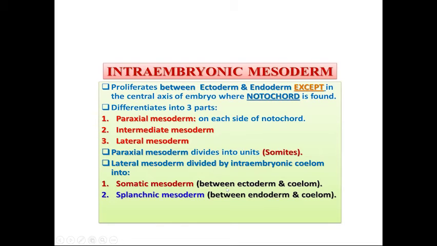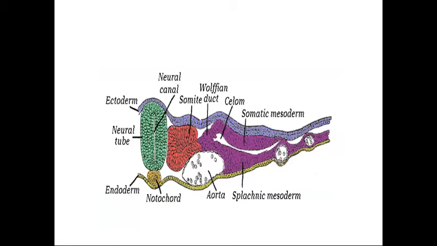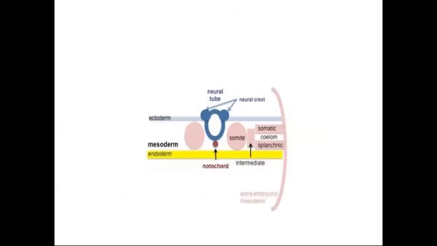Somatic mesoderm lies between the ectoderm and the coelom. Splanchnic mesoderm lies between the endoderm and the coelom. You see this paraxial, red is the paraxial, which forms the somites. Then you have this intermediate, and then you have the lateral plate. The intermediate is going to develop into the urinary system.